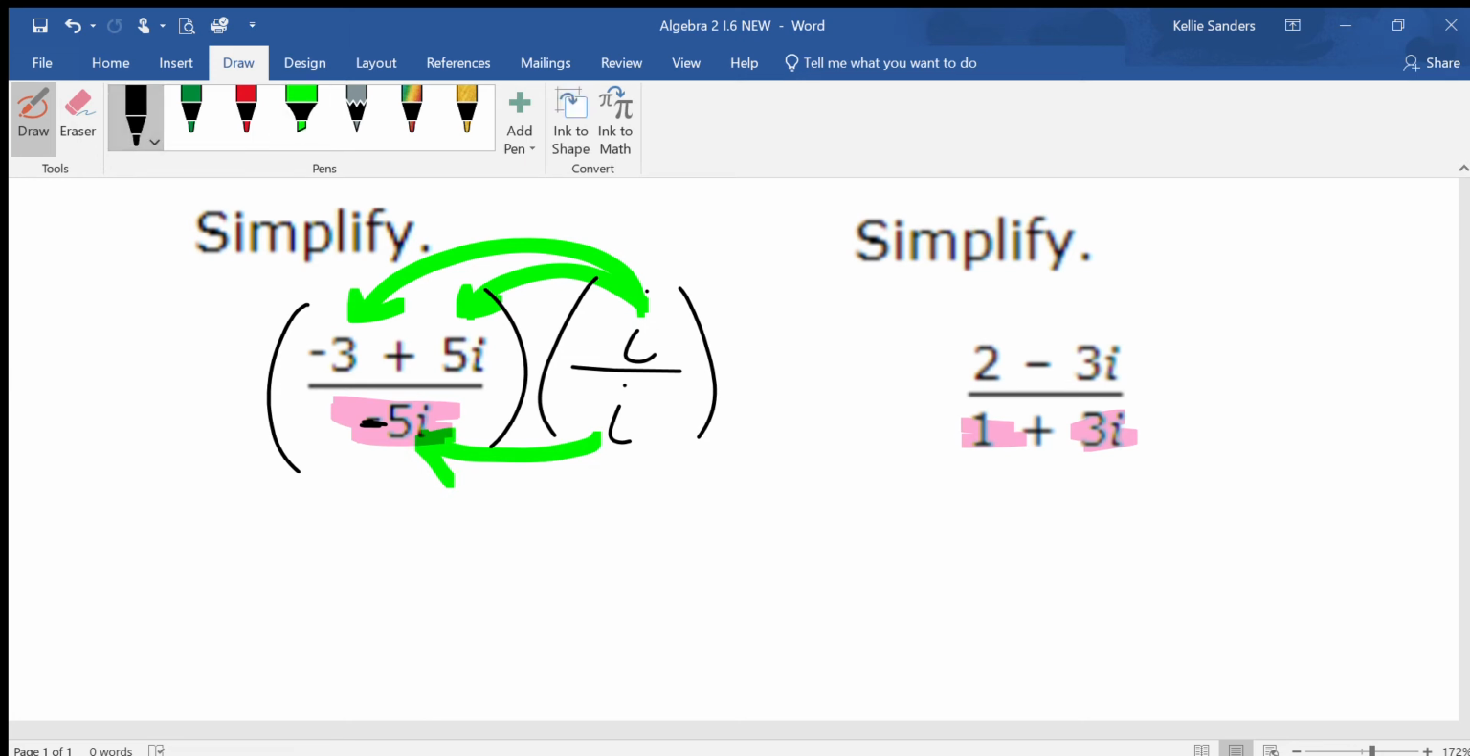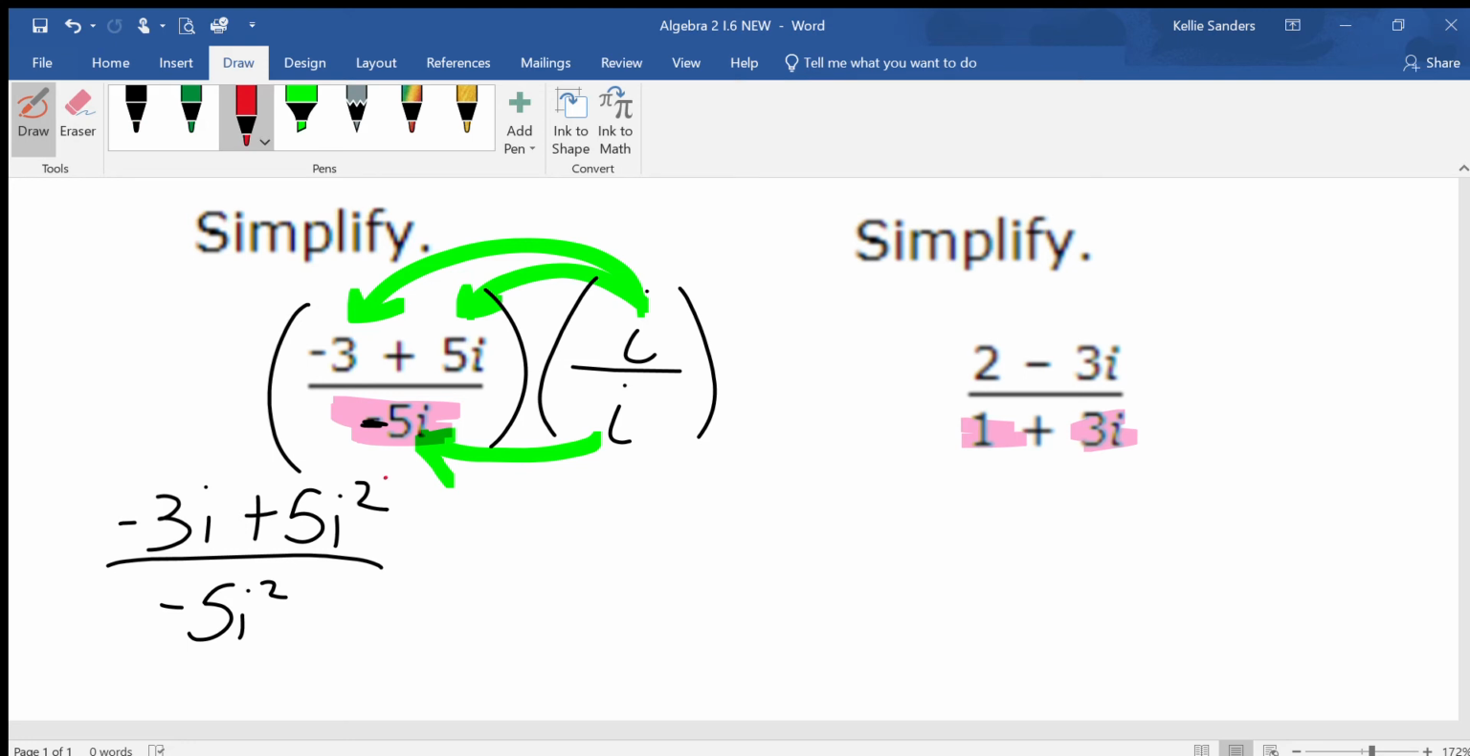So negative 3 times i is negative 3i. 5i times i is 5i squared. Negative 5i, that's on bottom, times i is negative 5i squared. Now what does i squared do to the positive 5? It makes it negative. What does i squared do to the bottom negative 5? It makes it positive. And then remember, we want to separate these.